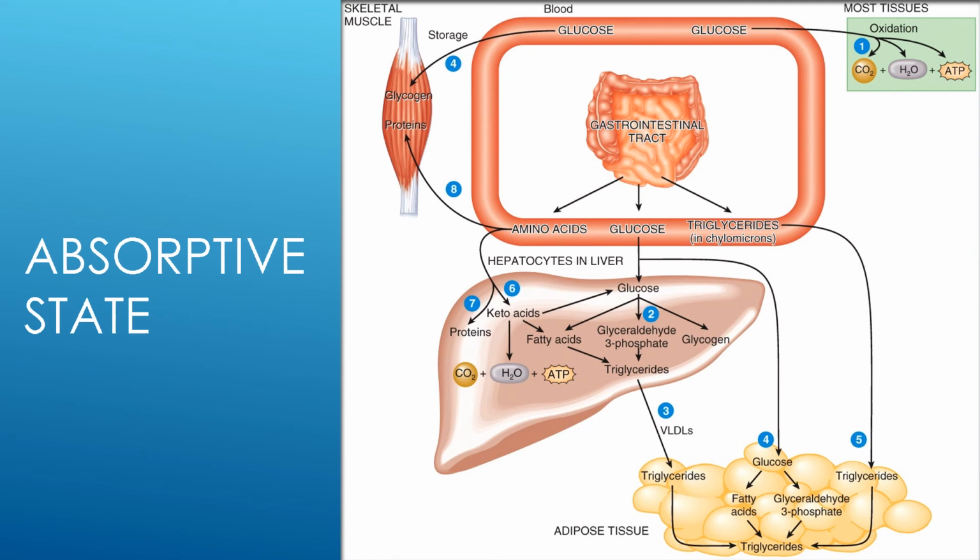Many absorbed amino acids are going to enter the hepatocytes in the liver, and they're going to be deaminated into keto acids. Now, these keto acids can either enter the Krebs cycle for ATP production, or they can be used to synthesize glucose or fatty acids. So that's with amino acids.